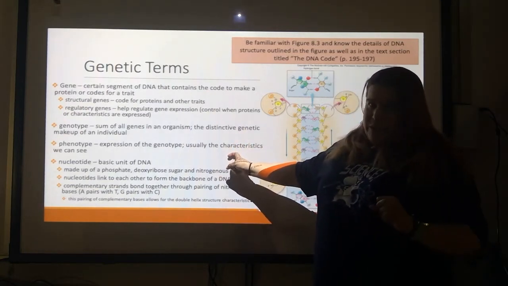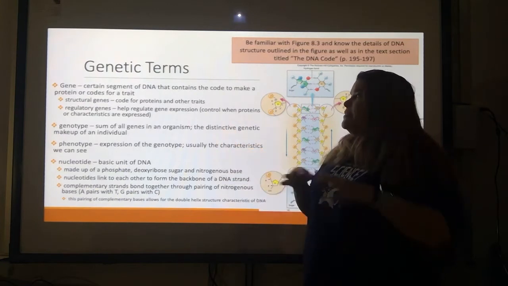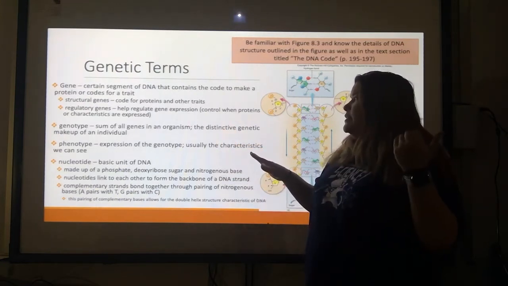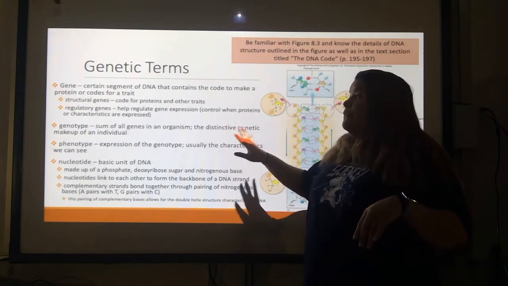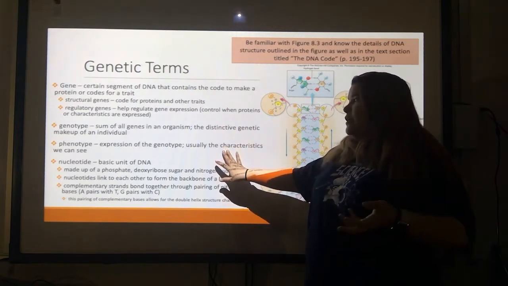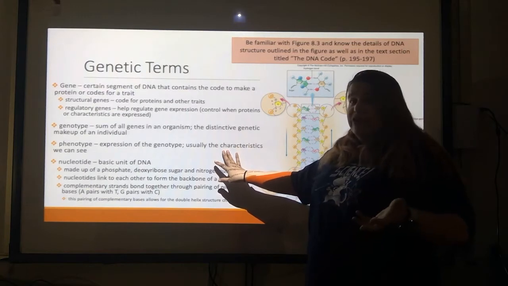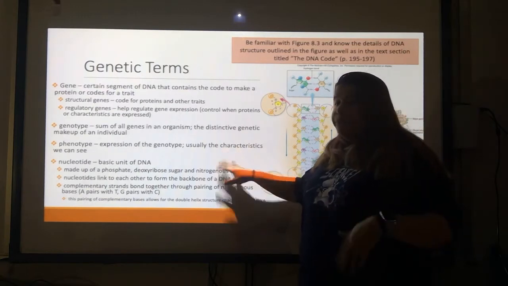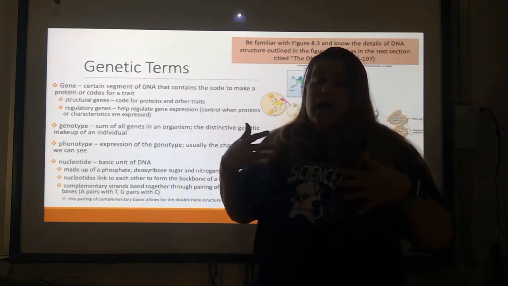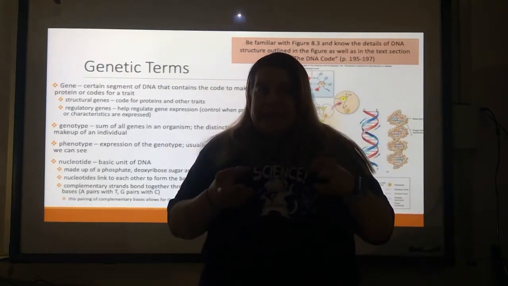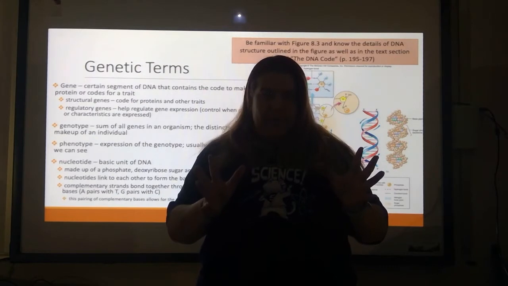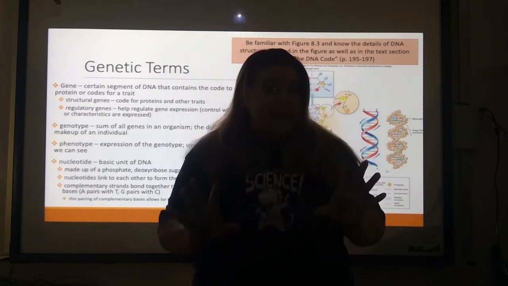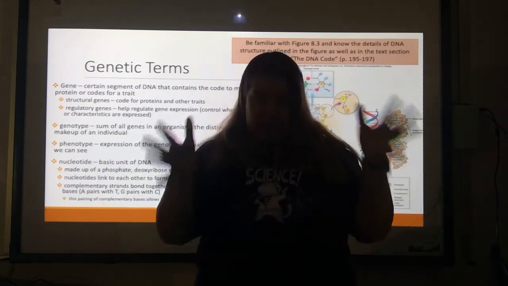Genotype versus phenotype. Genotype is the sum of all genes in an organism, the distinctive genetic makeup of an individual. Phenotype is the expression of the genotype, usually the characteristics that we can see. So genotype is the actual code. What does it say? It doesn't tell you what it does. It's just, here are the words.